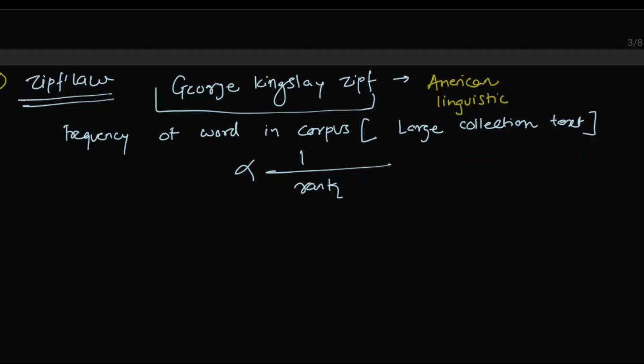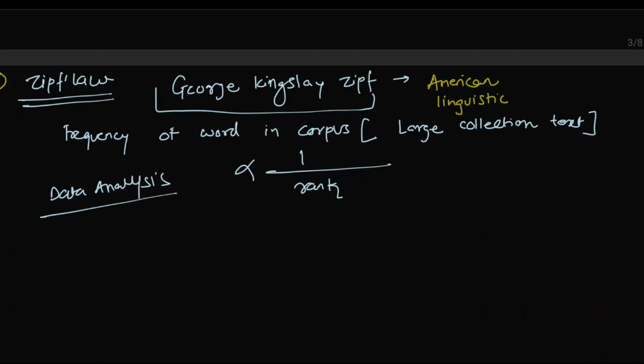So the words we use frequently have a very low rank, so the frequency is high and the rank is low. This is called Zipf's law. Now, no need to remember it, okay, because this criterion is also useful. Why are we using Zipf's law? To do data analysis.